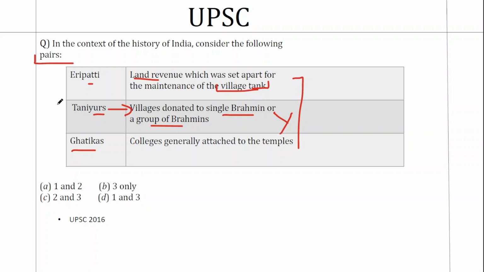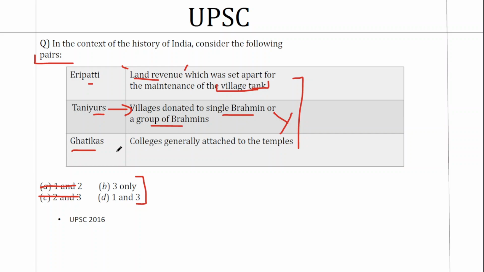If that is the case, option B can be negated, and option A and option C can be eliminated. In that case, B and D remain the only options, and 3 will automatically be correct. And 3 is colleges generally attached to temples. We don't know much about the term gatika, for which we don't have any negation possibilities. So let's look at option number 1. It is called eripati. Here again it talks about a land revenue which was set apart for the maintenance of the village tank. It's not a very familiar term and we cannot derive anything out of it. It's a single term, so here you have to take a 50-50 chance.